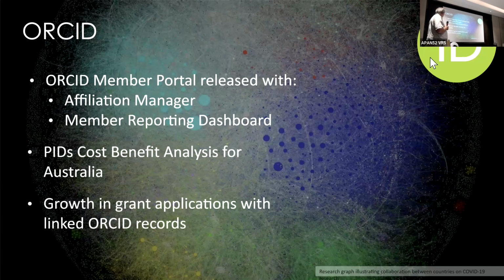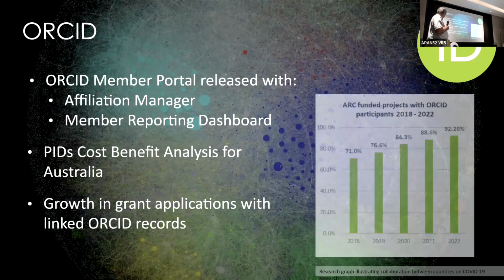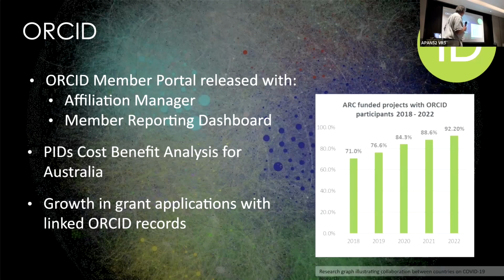Growth in the grant applications with linked ORCID records. So ORCID is making it easier for people to get grants. There's less information they have to provide every time. They just whack in their ORCID record, and the grant application system gets a lot of the information from ORCID rather than having to repeat it over and over. ARC funded projects with ORCID participants, so the numbers have been growing with the ORCID.